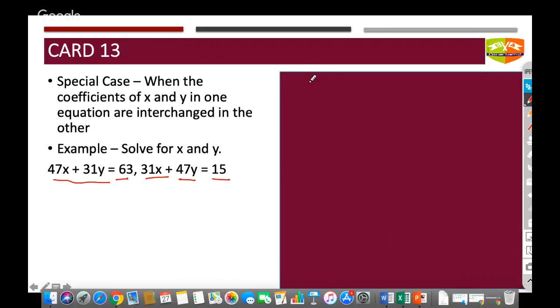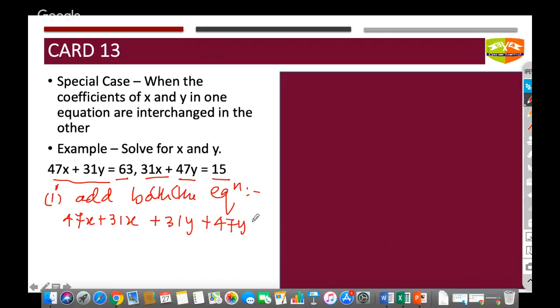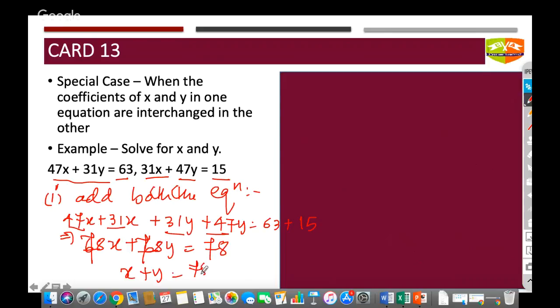When the coefficients of x and y are interchanged in both the equations, the first step is to add both the equations. By addition, 47x plus 31x plus 31y plus 47y is equal to 63 plus 15. So 47 plus 31 is 78x, and similarly 31 plus 47 would be 78y. So 78x plus 78y is equal to 78. So x plus y is equal to 78 divided by 78, and that is equal to 1. So x plus y is equal to 1.